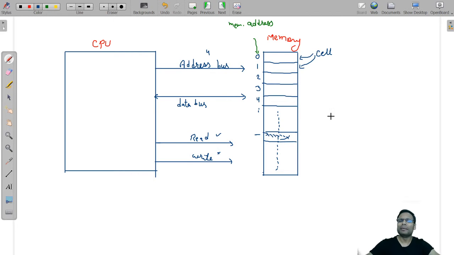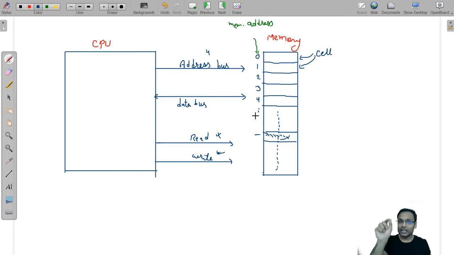Now, how will memory understand that I have to perform a write operation? This write signal this time will be enabled and this will be disabled. Right? So whenever any memory operation happens, CPU will send the address through this address bus. Yes. But suppose it is a memory read operation, from where to where is data going?